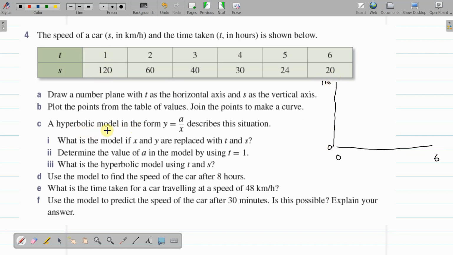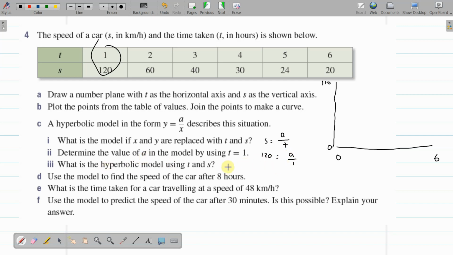Hyperbolic model in the form of y equals a over x. I'll do this one in detail. What is the model with x and y replaced with t and s? So s equals a over t. Determine the value of a. I'm using t equals 1. Well, t equals 1, s is 120. So 120 equals a over 1. A equals 120.